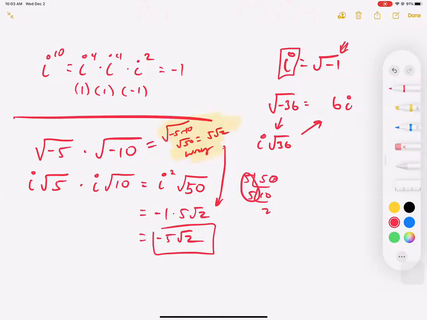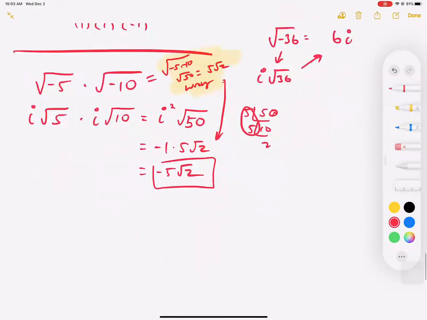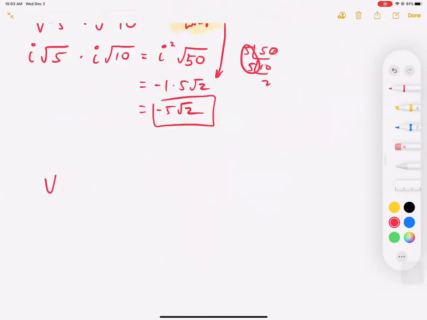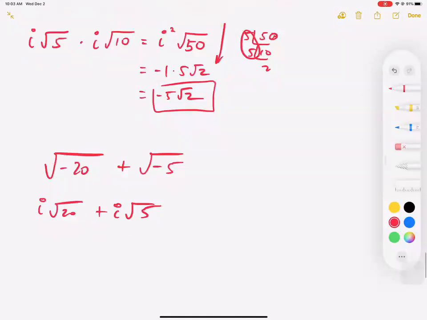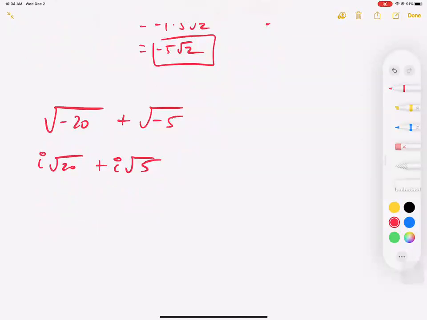Okay, last step is adding. I'm sorry, I'm running out of time. Okay, this will take me only 1 minute. If I say the square root of negative 20 plus the square root of negative 5. Right now, I can't do anything to this because they're both negative. So what you have to do, you have to rewrite it: i square root of 20 plus i square root of 5. Okay, I can work with this.